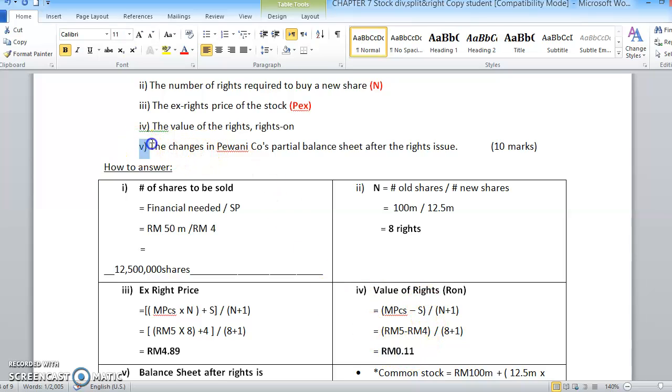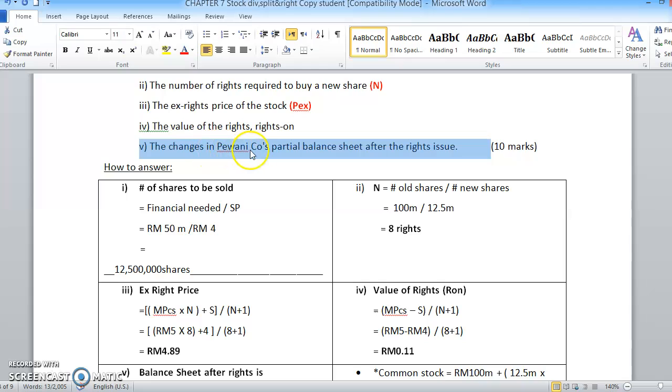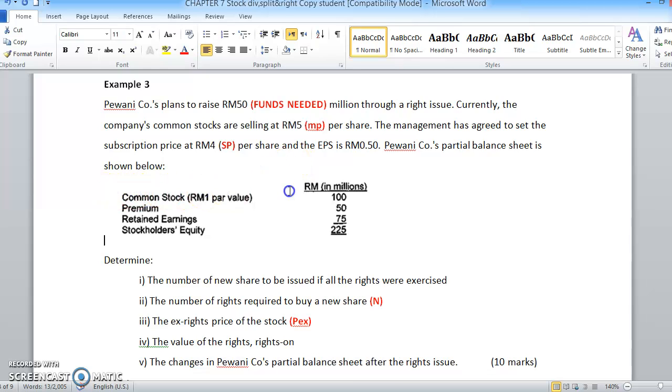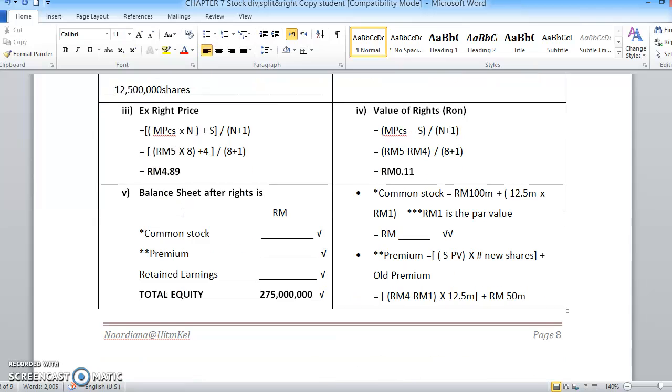Okay, next number 5 is the changes in the Pewani company's partial balance sheet after the right issue. So dia nak you construct balik balance sheet yang tadi, tetapi selepas right issue. So of course akan ada changes daripada balance sheet yang lama ini. So kita kena alter sikit, kena buat perubahan. After the right issue, it will change. So calculate over here the components to be included in the balance sheet.